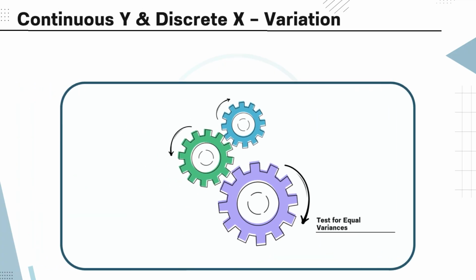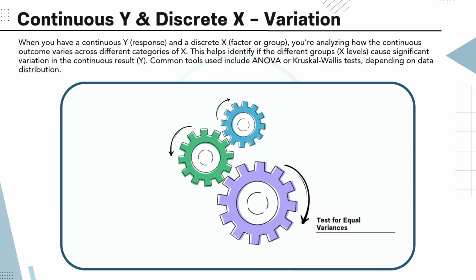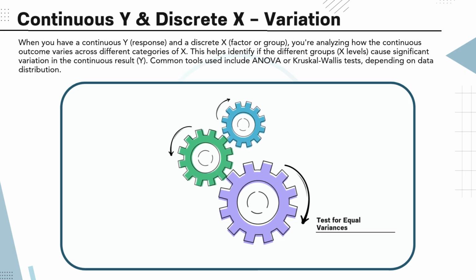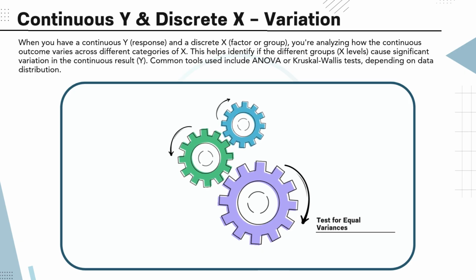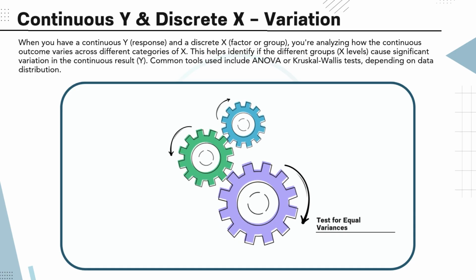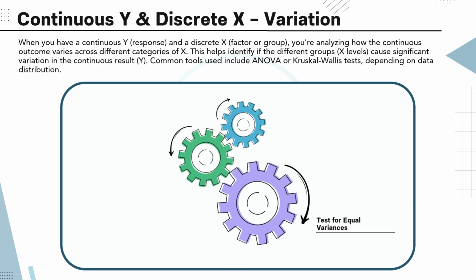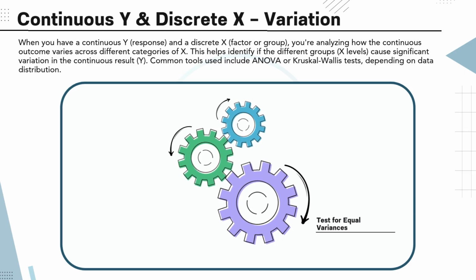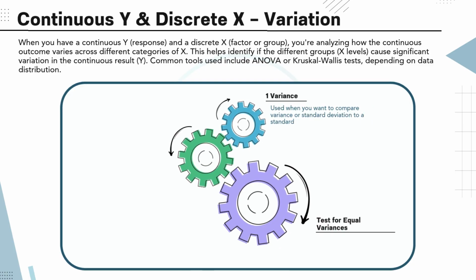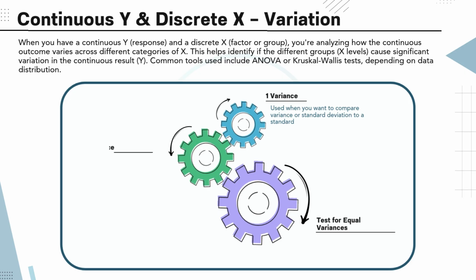In this section, we'll explore how variation in a continuous outcome, y, can be analyzed across different groups or categories of a discrete input, x. When we have a continuous y, such as handling time, production output, or cycle time, and a discrete x, like department, shift, or team, our goal is to understand: does the grouping factor x cause meaningful variation in y? This helps us determine if certain categories of x are influencing the response variable significantly. And that's critical in process improvement and root cause analysis.